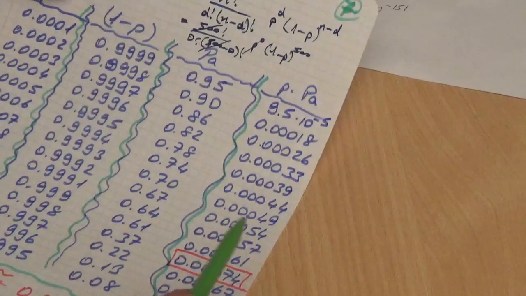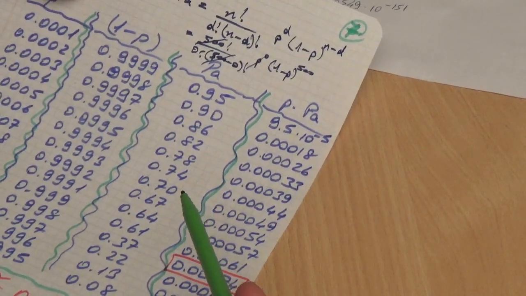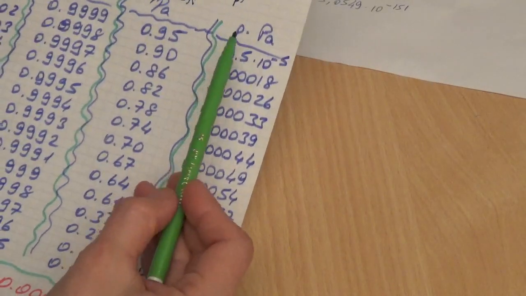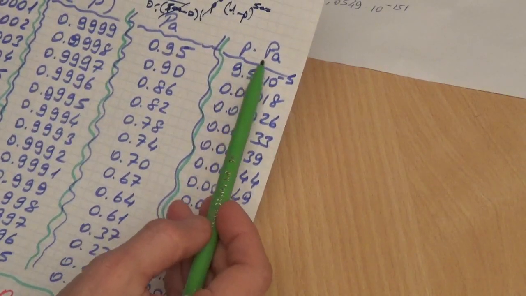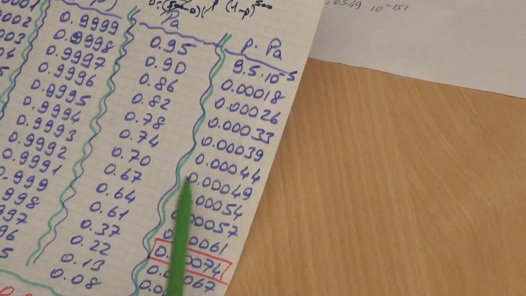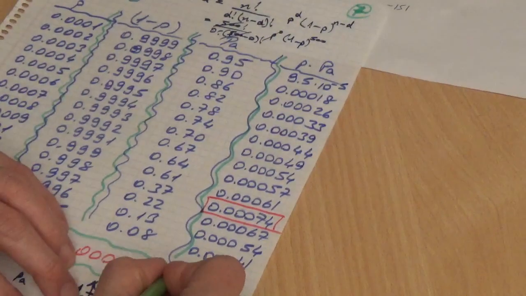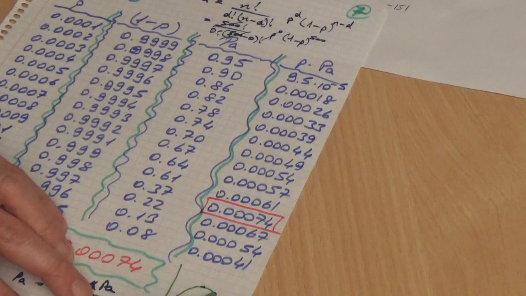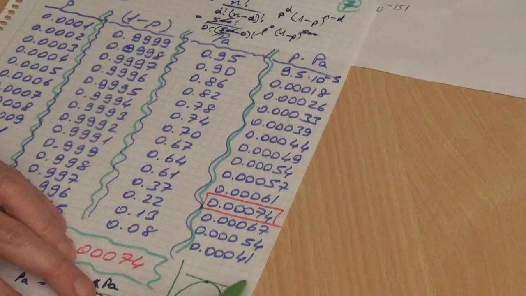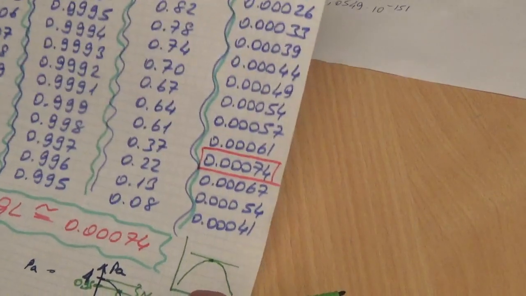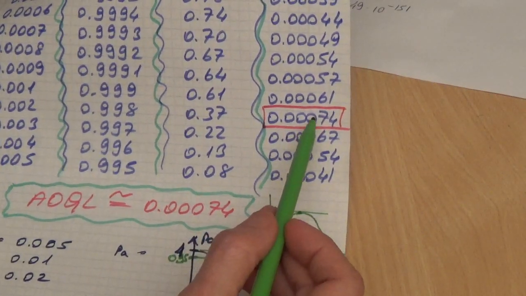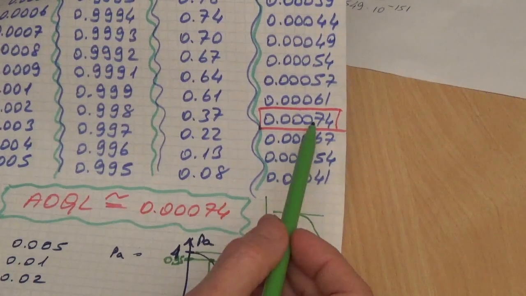So for the other graph, which is the average outgoing quality curve, we need to multiply P with the PA value, and there should be a graph like this going up and down, and there was a limit for that part, and that limit here is 0.000074. So that's the average outgoing quality level.